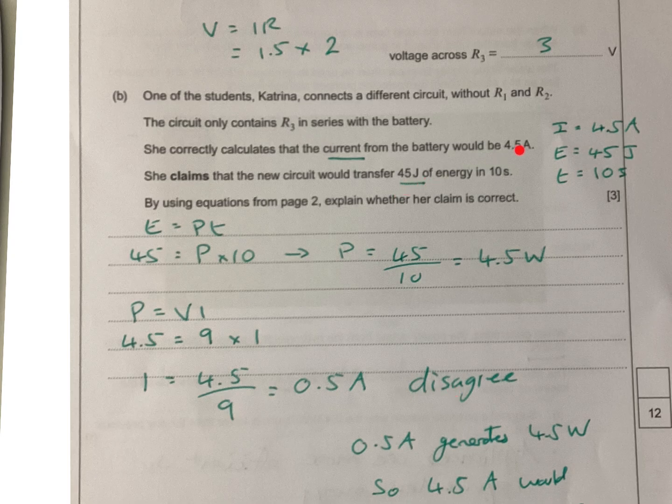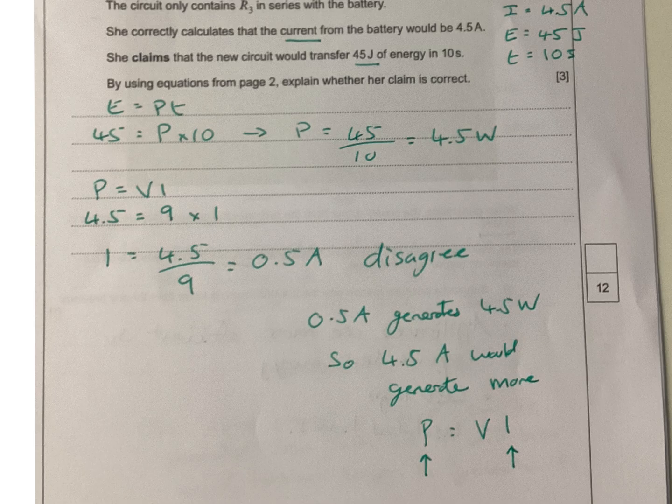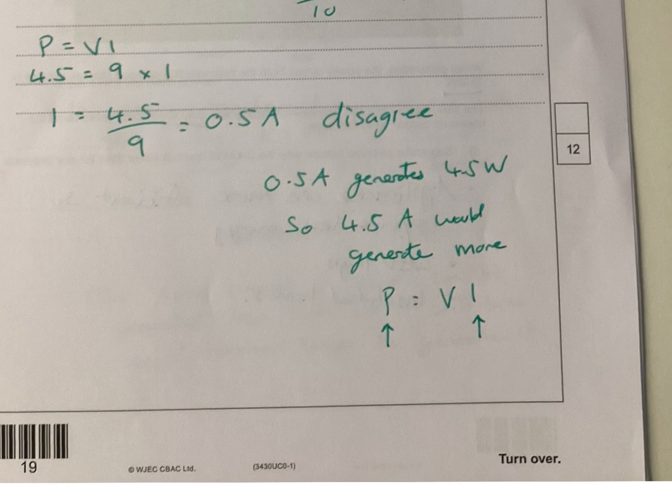Well, she reckons 4.5 amps is going to give us that. Well, actually, only 0.5 amps is needed to give us that. If we had that many amps, we'd get a lot more power. So I disagree, because 0.5 amps would generate 4.5 watts, so 4.5 amps would generate more than 4.5 watts. And I can actually prove that in a little equation. If your voltage is constant, which it is in this case, if I increase my amps, I need to increase my power using that equation there.